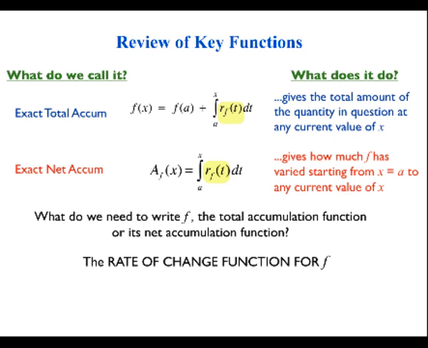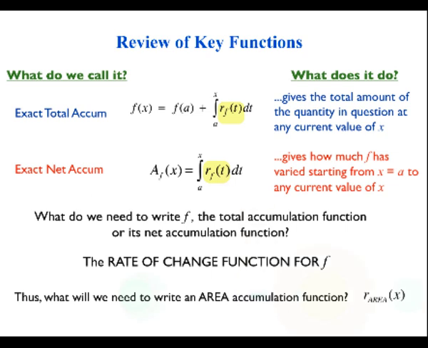So the first kind of quantity or application we're going to do is area. Okay? So I want to write an area accumulation function. What am I going to need to write the area accumulation function? The rate of change of area. Because if I have the rate of change of area, I just put it in right there, and now I have a net accumulation for area function. Okay, does it make sense?